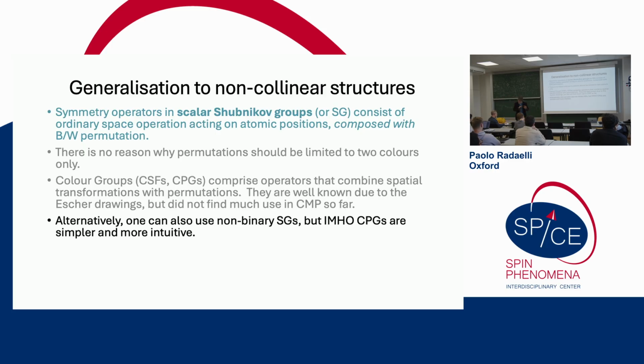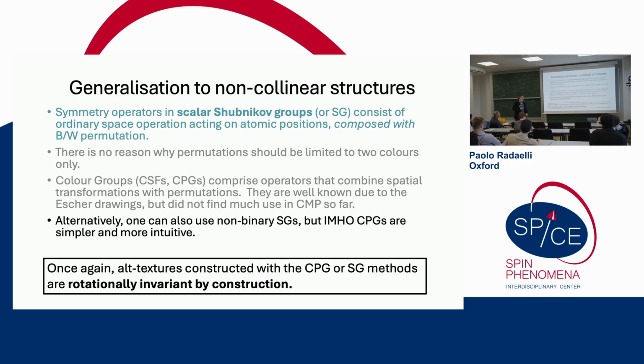One can also, completely equivalently, use non-binary spin groups, in which the rotations are, instead of being by pi, by a fraction of pi. Again, it's completely a matter of choice whether you use non-binary spin groups or color groups. So the altermagnetic-like textures, that is the ones that don't depend on spin-orbit coupling, are constructed with this method, and they are rotationally invariant by construction, or rather, more specifically, they are co-rotating. So the textures in momentum space rotate rigidly when you rotate all the spins in real space around a given axis. That's the required property.